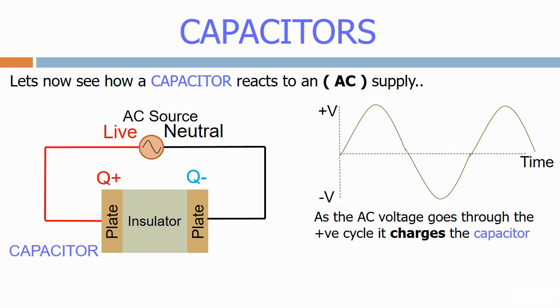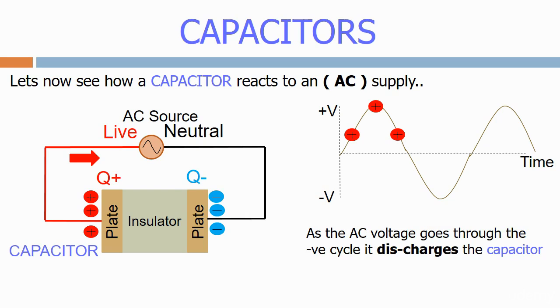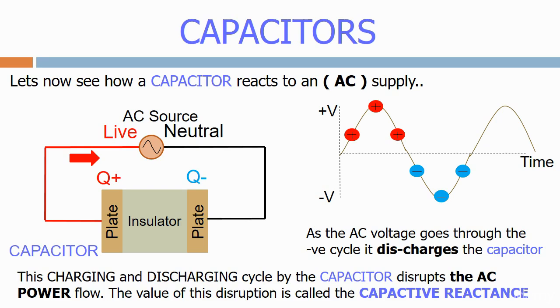As the AC voltage goes through the positive cycle, it charges the capacitor. As the AC voltage goes through the negative cycle, it discharges the capacitor. This charging and discharging cycle by the capacitor disrupts the AC power flow. The value of this disruption is called the capacitive reactance.